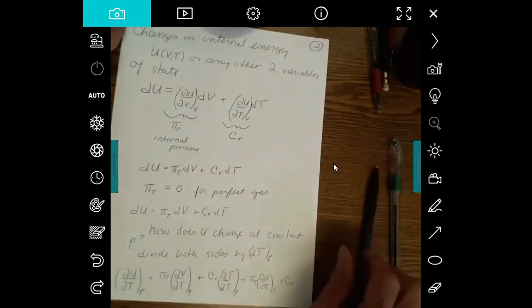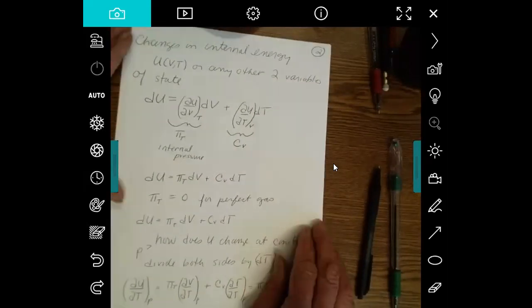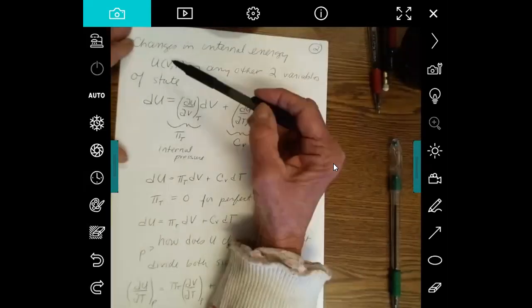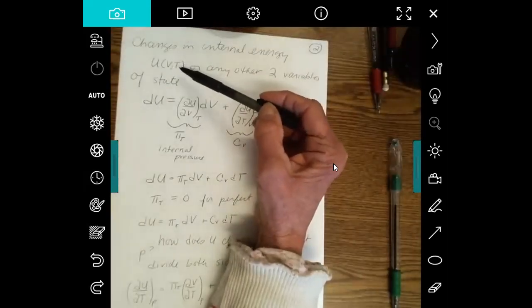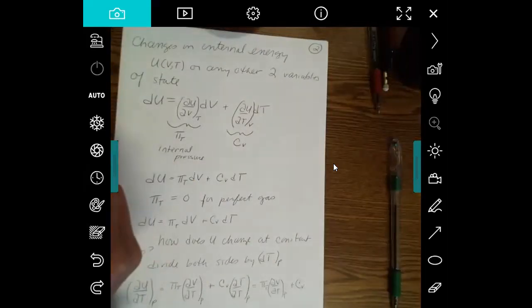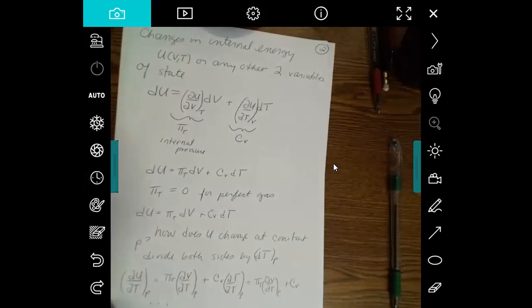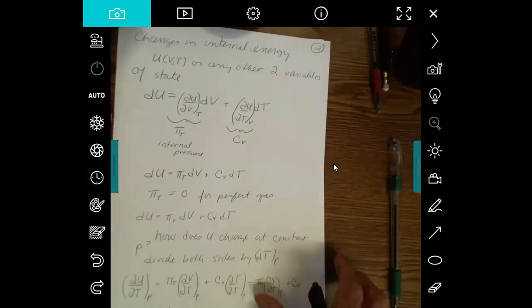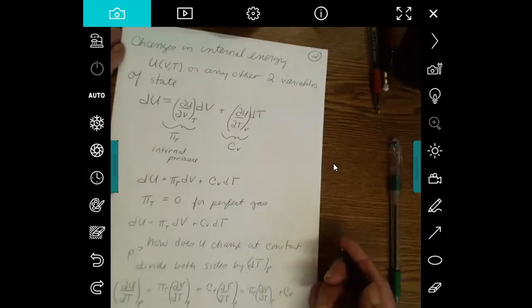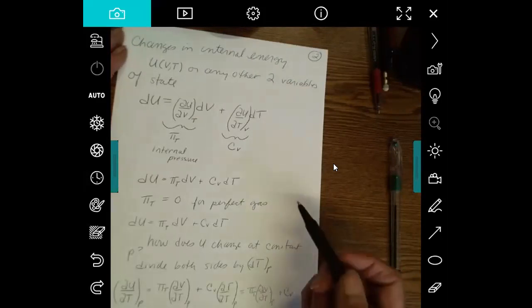So if we think about changes in internal energy, pressure, volume, and temperature are related to each other. So the internal energy is a function of pressure, volume, and temperature, but pressure is determined if you already know the volume and the temperature. So you can pick any two of those variables, and we're going to see that for internal energy, picking volume and temperature will be the most beneficial.